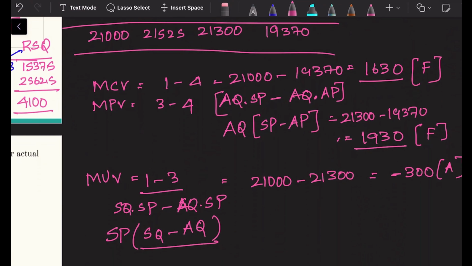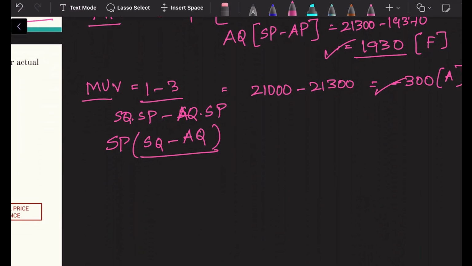So here you can check whether, if I add MPV and MUV, I am getting MCV. MCV is the total cost variance and the subvariances are price and usage. That means when I add price and usage, I should get my cost variance. So 1930 plus minus 300, I will get 1630. So these values are correct.